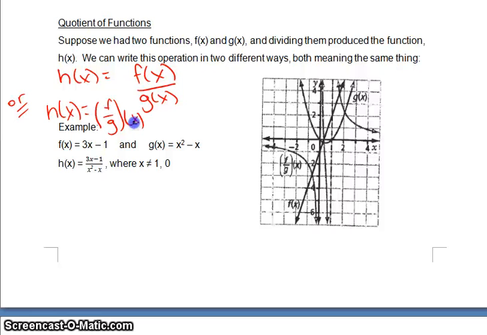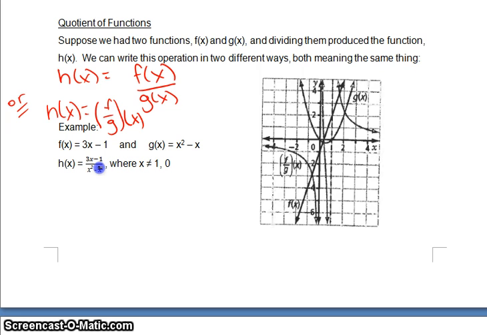Okay? So here we're given an example. We have f of x is equal to 3x minus 1, and we're also given that g of x is equal to x squared minus x. So what our resulting product there is, we have h of x is equal to f of x divided by g of x. So we have 3x minus 1, divided by g of x, which was x squared minus x.